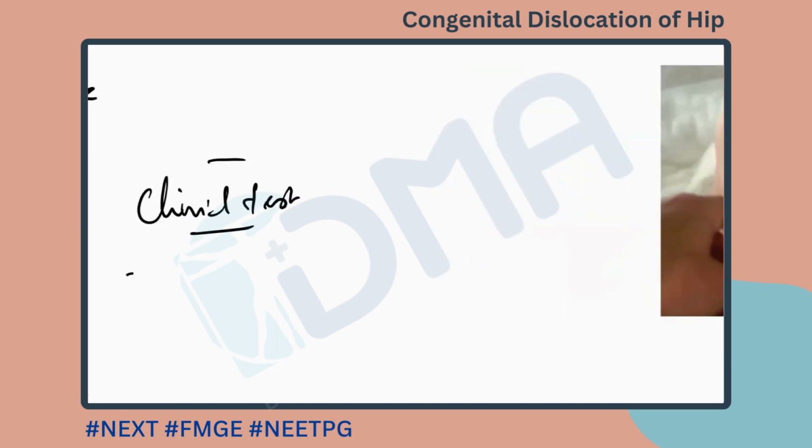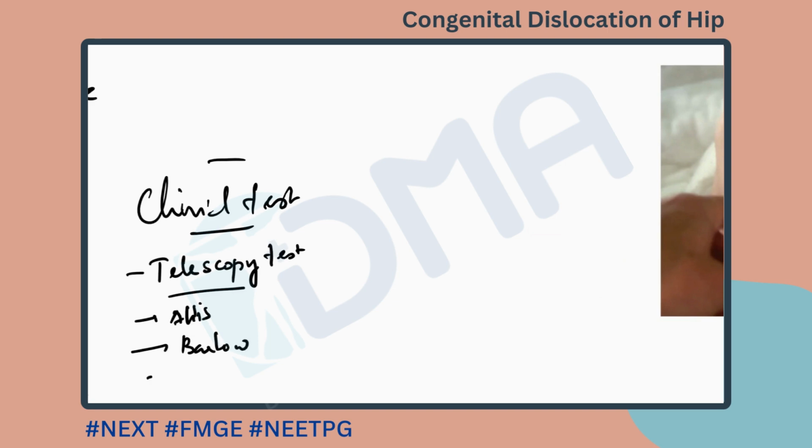There is also another test called the telescopy test. The telescoping test can also be used to diagnose CDH. The Allis test can be used to diagnose CDH, and Barlow's test and Ortolani test can be used. Okay, clear? So this is about congenital dislocation of the hip.